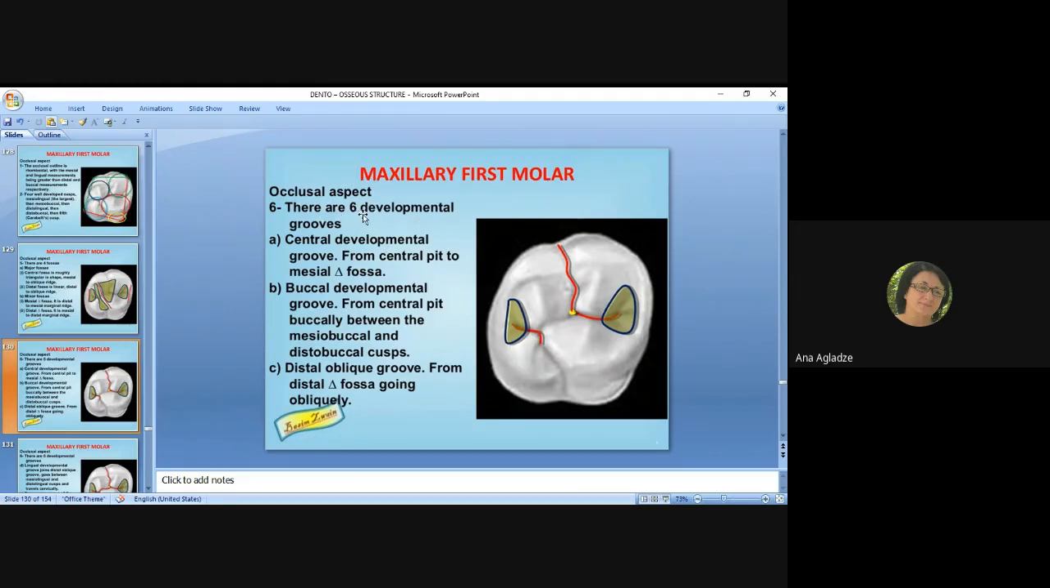There are six developmental grooves. The first is the central developmental groove, from the central pit to the mesial fossa. Then the buccal developmental groove, from the central pit buccally between the mesiobuccal and distobuccal cusps. Then there is the distal oblique groove, from the distal fossa going obliquely.